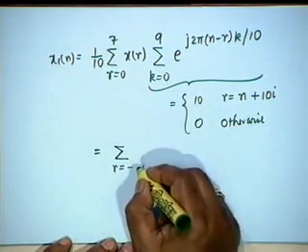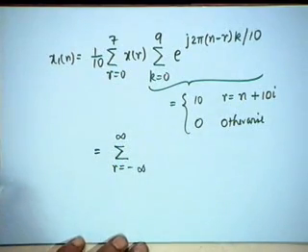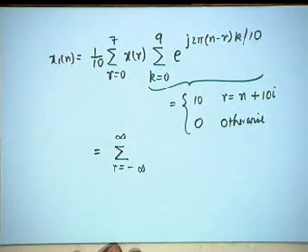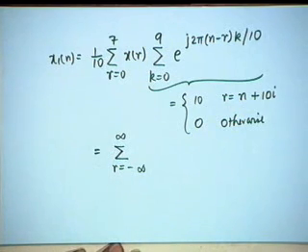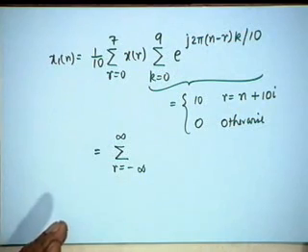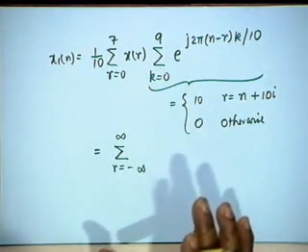minus infinity to plus infinity. Why do I bring minus infinity to plus infinity? x1 of n is the result of an IDFT, and therefore it will repeat, but it suffices to calculate how many points?